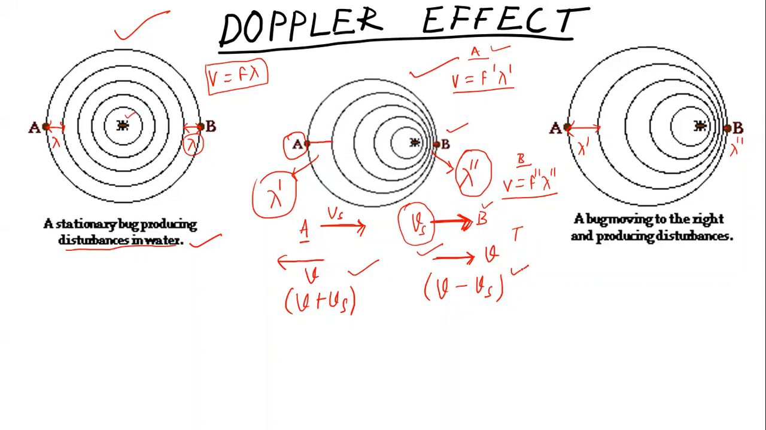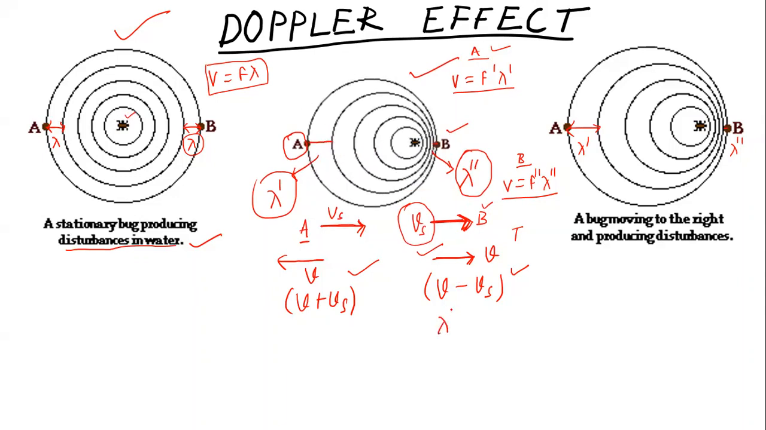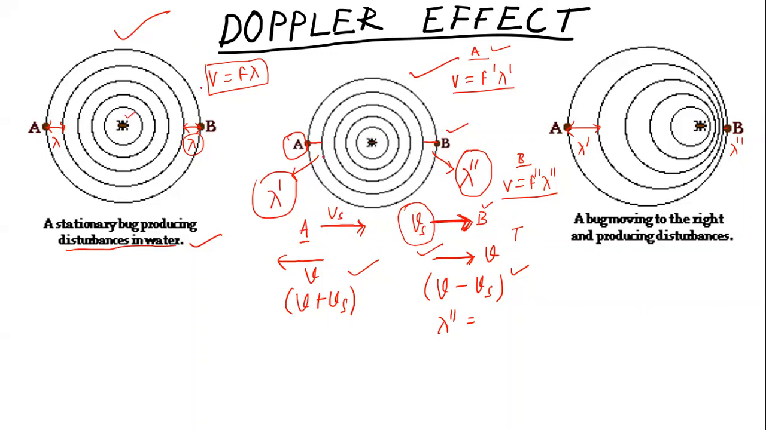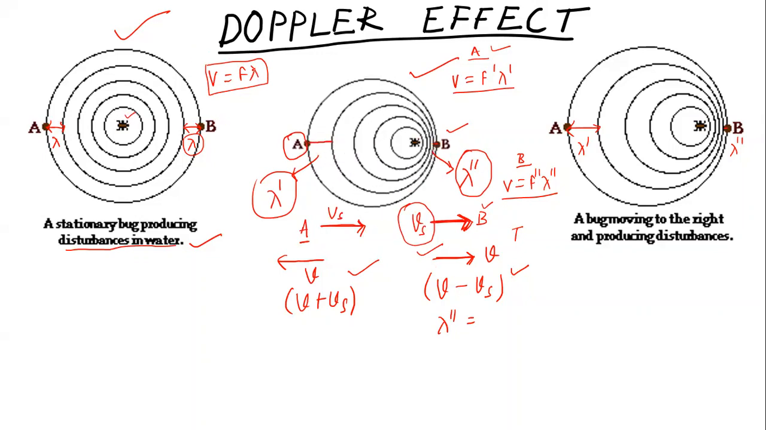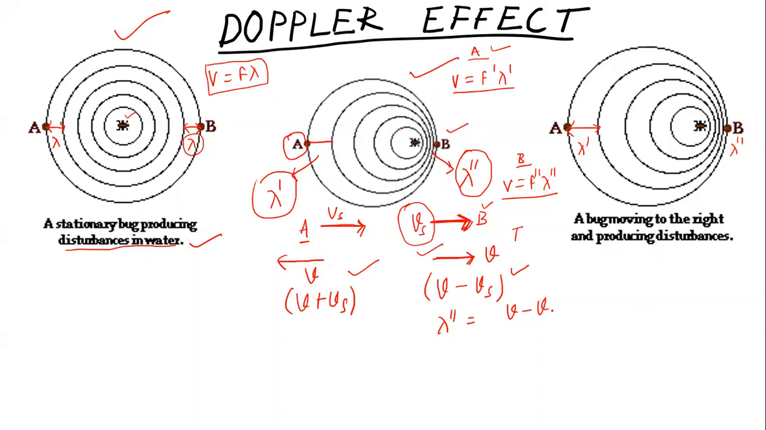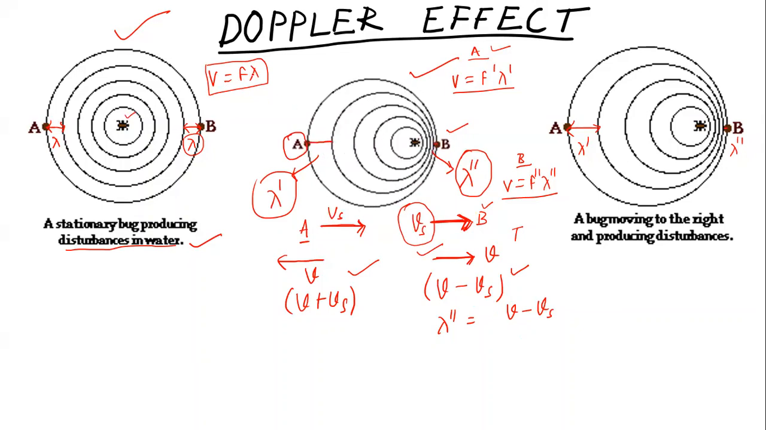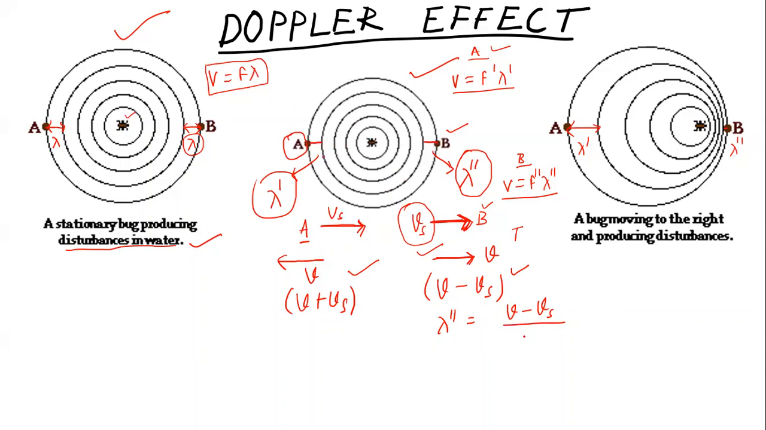Okay, let us now write the value of lambda. If I write lambda double dash in terms of frequency, we know that V is equal to F lambda, so lambda is equal to V by F, right? So we can substitute the relative velocity here. Relative velocity is V minus Vs, right? This is what we got, the velocity for observer B, and lambda is equal to V by F, so we got the frequency. Frequency is F.